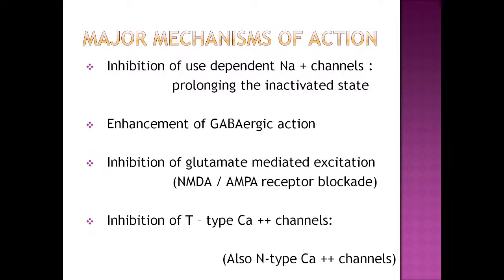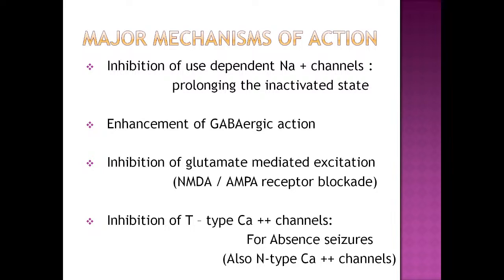Then inhibition of glutamate mediated excitation through antagonism of receptors which are NMDA and AMPA receptors. So some of the newer anti-epileptic drugs are acting through this mechanism. Finally, inhibition of the T-type calcium channels which are responsible for carrying the thalamic currents. So this is specific for absence seizures. Please write it down.